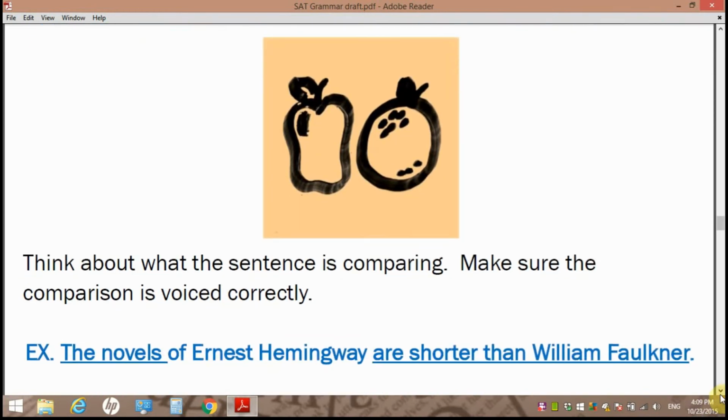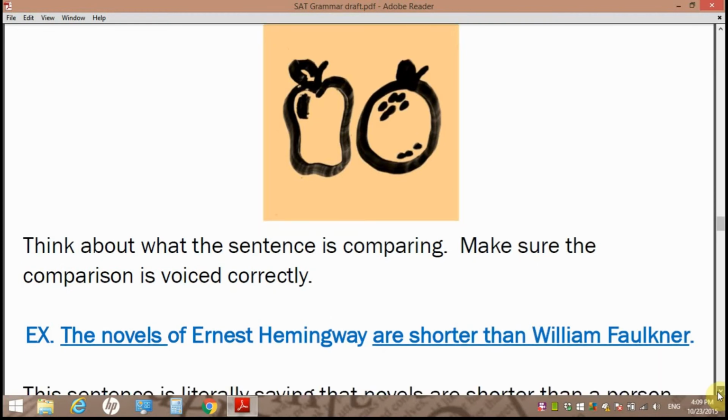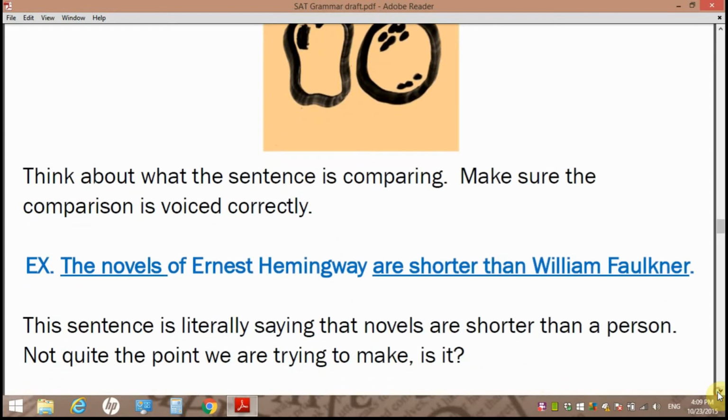So looking at our example, the novels of Ernest Hemingway are shorter than William Faulkner. Take a second and look, what exactly is the sentence comparing? Here it's actually comparing the novels to the height of William Faulkner. Not quite the point that we were trying to make.